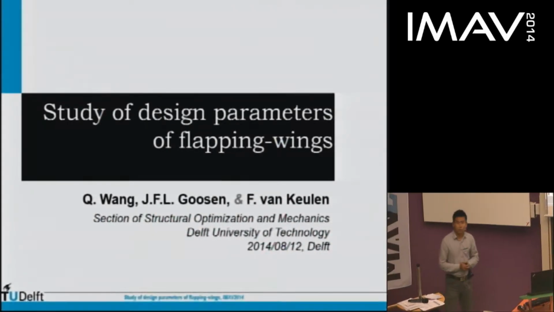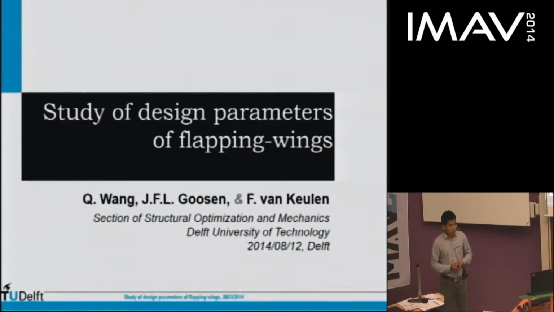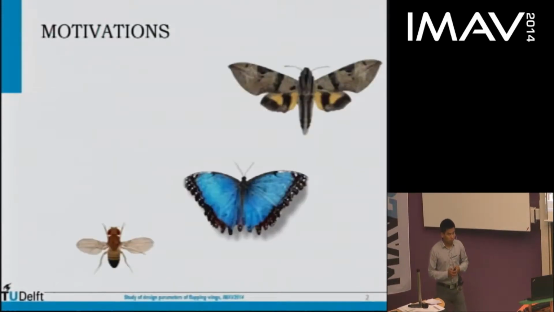Well, thanks for the introduction. Today I'm going to talk about the study of design parameters of flapping wings. I'd like to start with these three insects. Apparently they have quite different wing morphology, and they also fly in quite different ways.